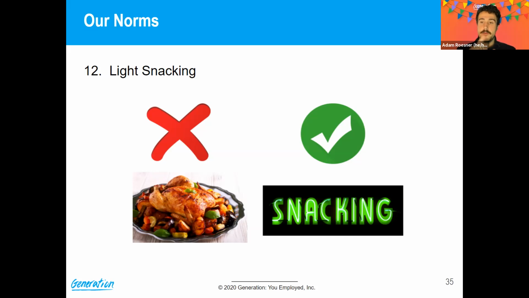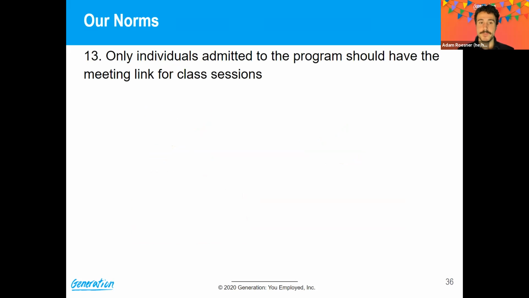Light snacking means, generally speaking, things that can fit in the palm of your hand. Okay, so like a mandarin, mixed nuts, small things. If you're eating a hamburger, that's distracting. I don't want to see that. None of your peers want to see you eating a hamburger on camera, and I will turn your camera off if you do that. So just don't do it.